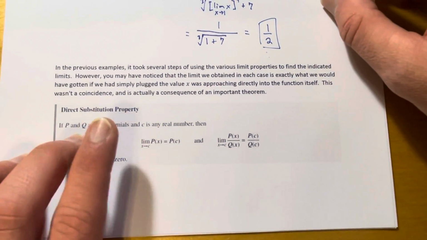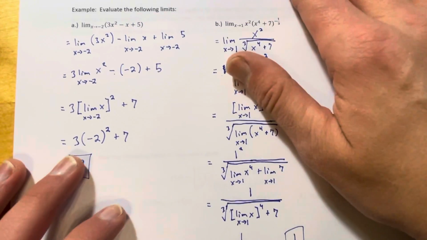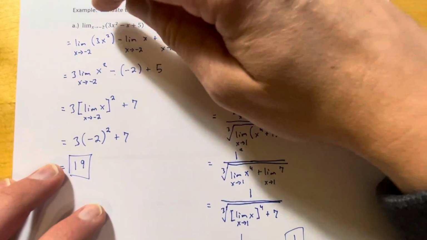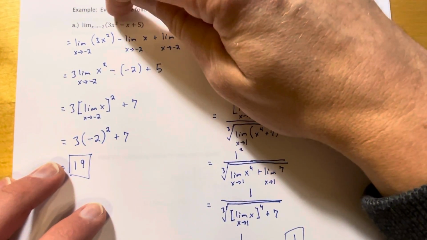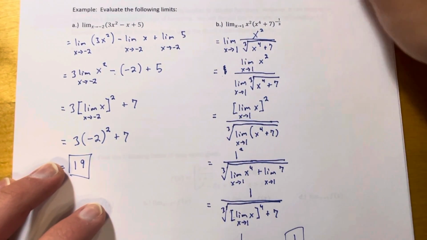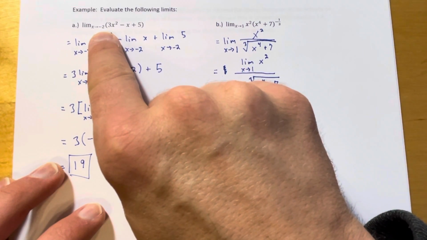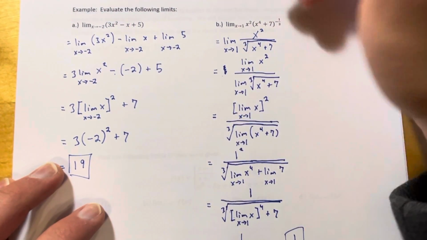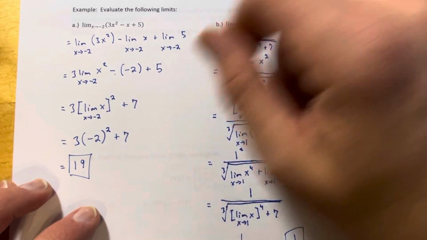So before we talk about this, I want to go back to either of these really, but let's just look at this first one, this first problem. The limit as x approaches -2 of 3x squared minus x plus 5. So it turns out that if I just took that -2 right there and plugged it directly in for the x's, I would have gotten my limit. And you can verify that.